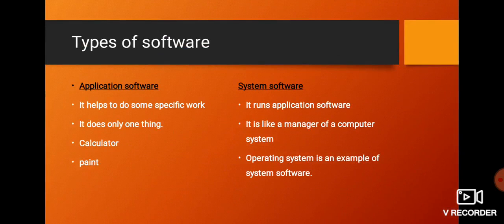Again, software is classified into two types: application software and system software. Application software helps to do some specific work. It does only one thing, for example calculator and MS Paint. System software runs application software. It is like a manager of a computer system. Operating system is an example of system software.